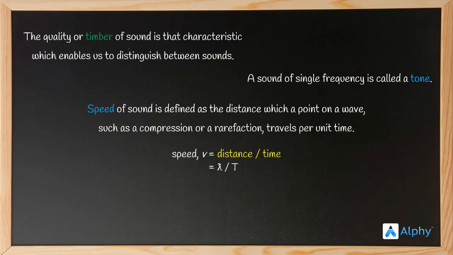Remember when we had obtained a relationship between the frequency and time period? Time period is the reciprocal of frequency. So T is equal to 1 by f. We can substitute this in the formula for speed. We get speed is equal to lambda into frequency. In terms of words, this is speed is equal to wavelength into frequency. This is used for the speed of a sound wave.